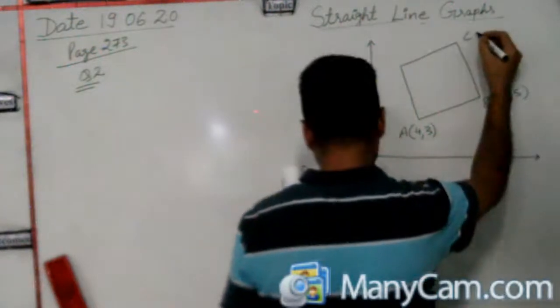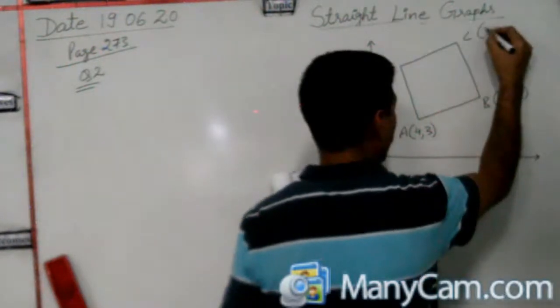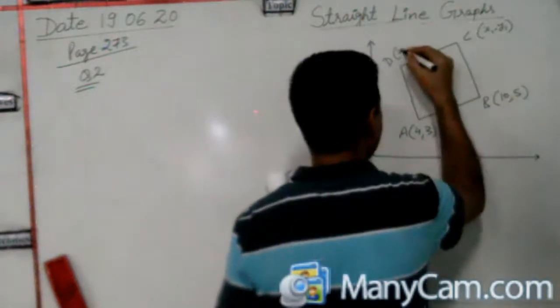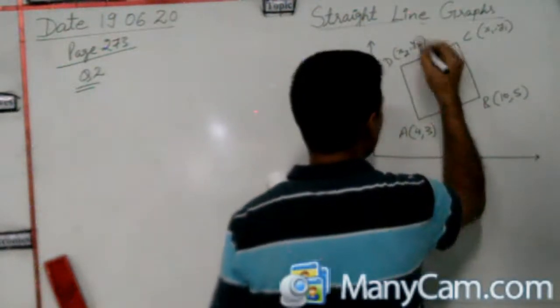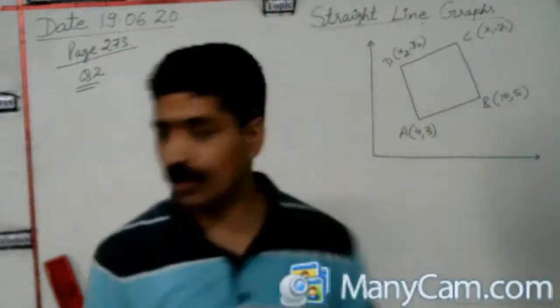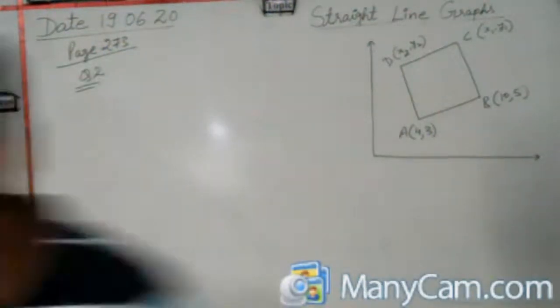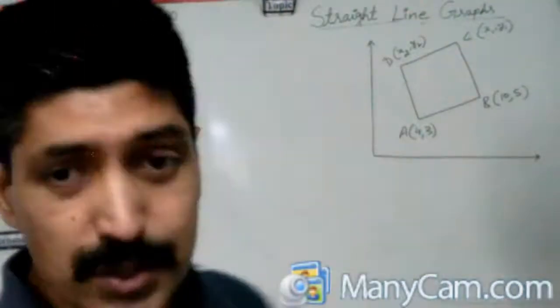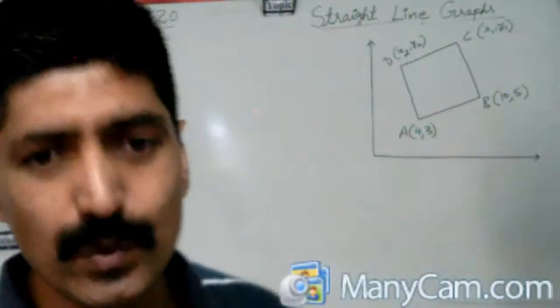Let's see, the point here is having coordinates x1, y1, and D has coordinates x2, y2. Let's suppose the coordinates of the points C and D are C (x1, y1) and D (x2, y2).